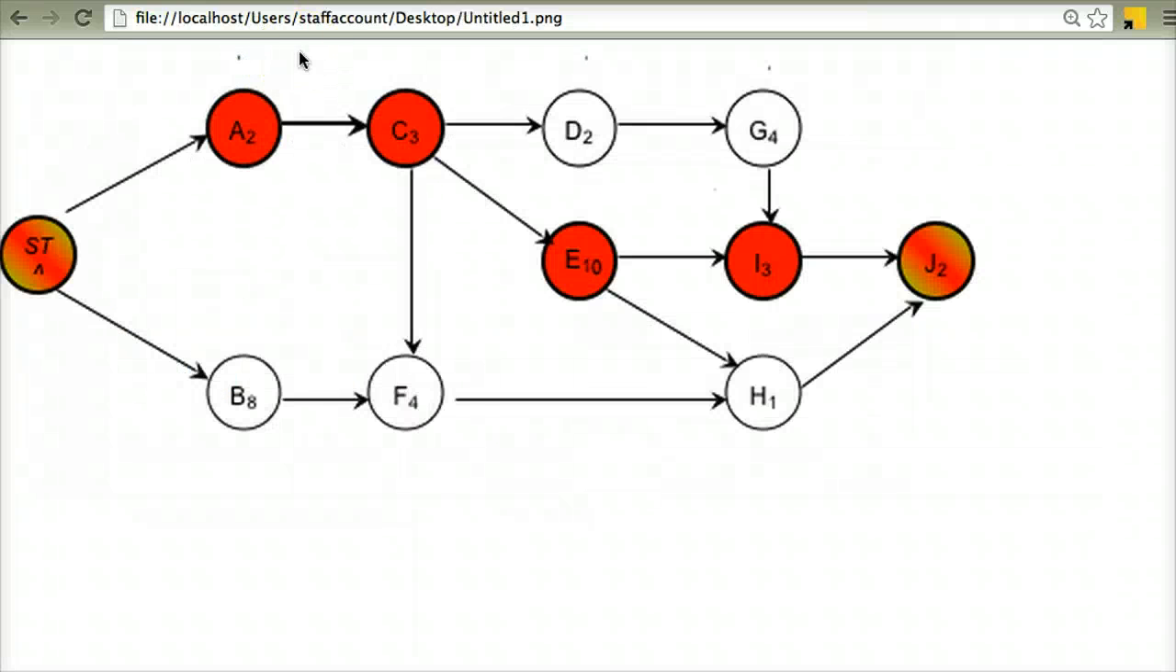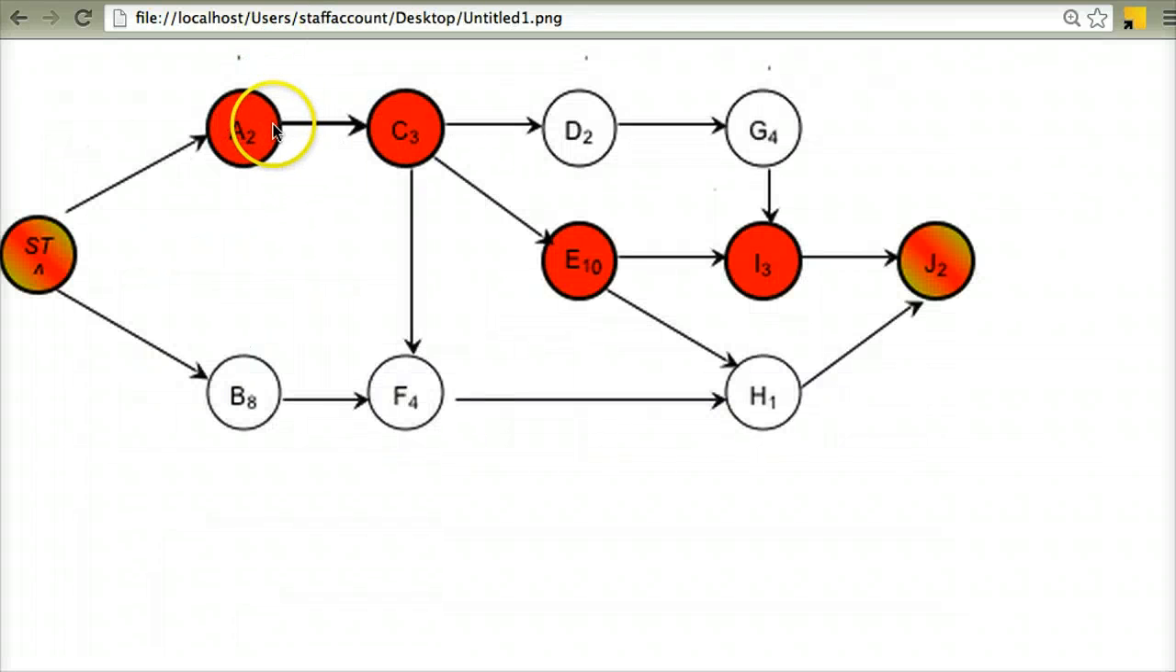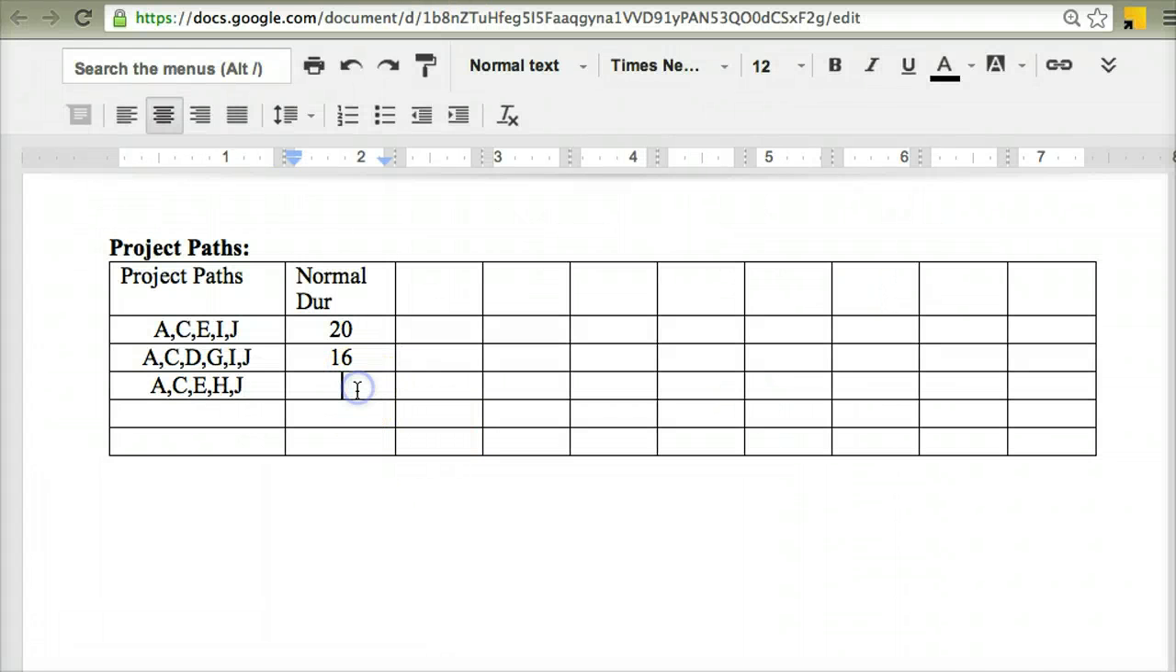The next path I'm going to look at is A, C, E, H, and J. So I need to count that one as well. So again, I'm going to go back to my table and fill that in, and again count up the normal duration of that path. 2 plus 3 is 5, plus 10 is 15, plus 1 is 16, plus 2 is 18. 18.